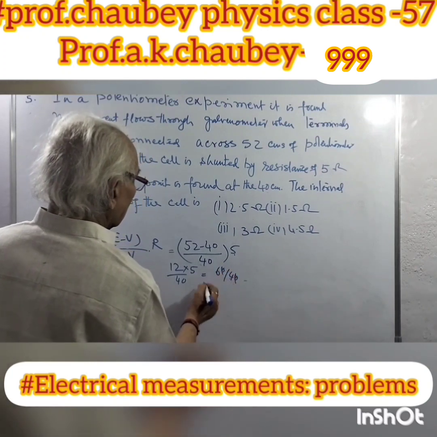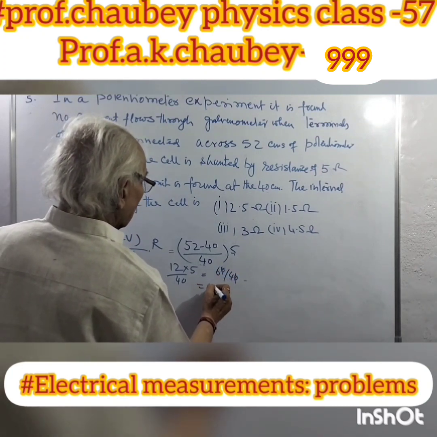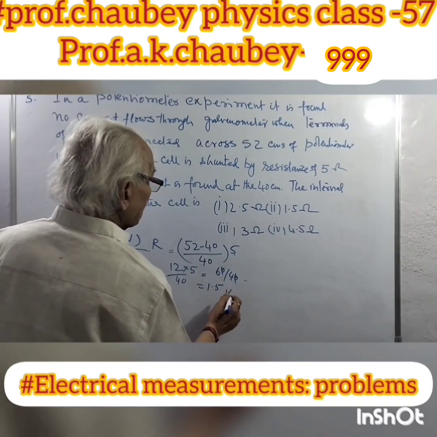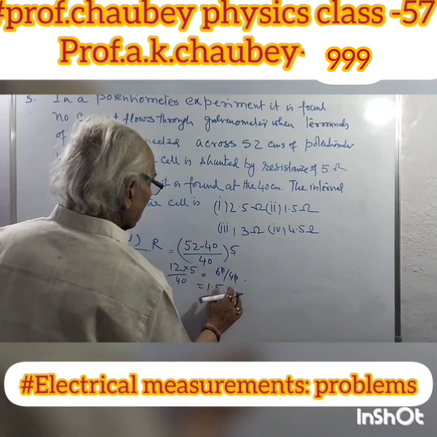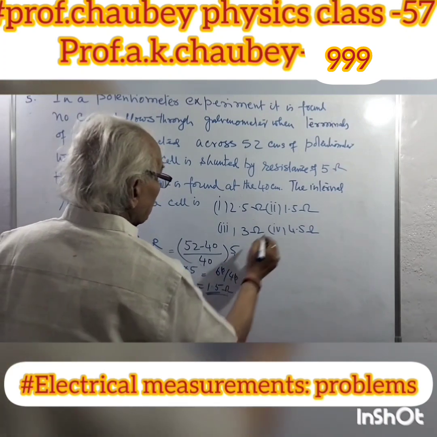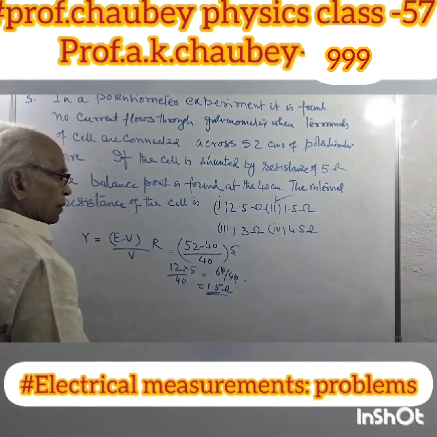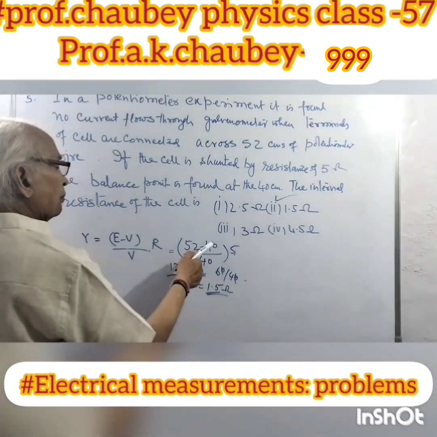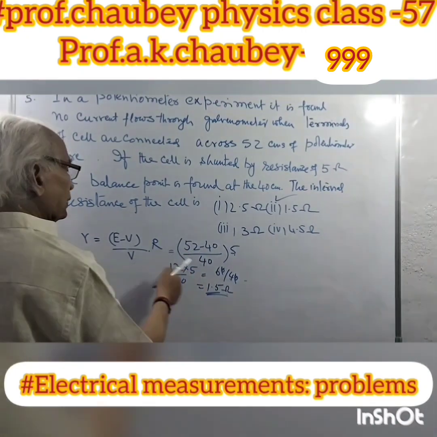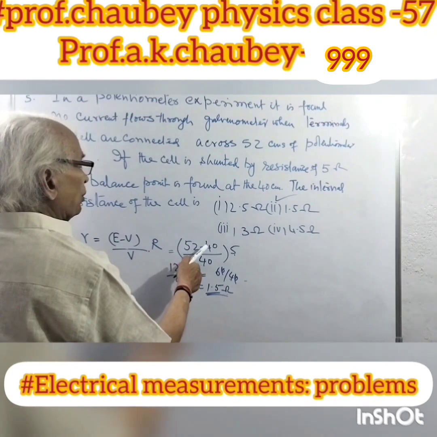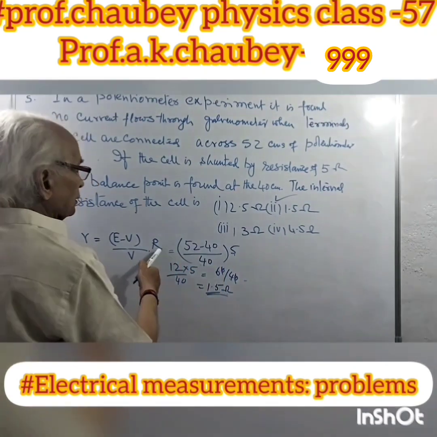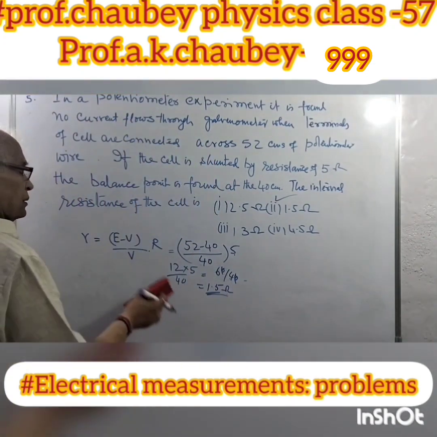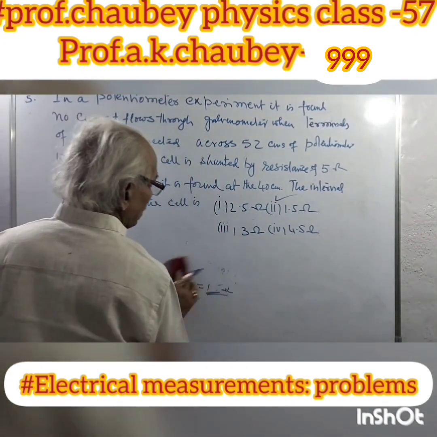So this is now 1.5 ohm, because resistance. So 1.5. The second part is the correct answer. That is E minus V upon V. So this is proportional to E, length L1, minus V, length L2, or this is V, so this is length L2. So 52 minus 40 upon 40 into 5 is r. So just apply the simple formula of the internal resistance and you get the answer 1.5 ohm.